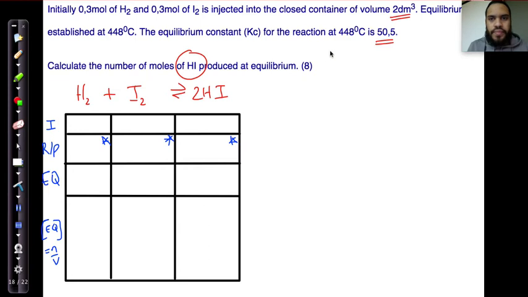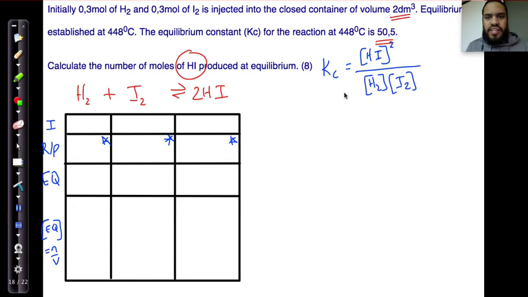Okay, I'm going to write down Kc's formula on this side, because it will become relevant. Kc is equal to the concentration of hydrogen iodide raised to the power of 2, divided by the concentration of hydrogen gas multiplied by the concentration of iodine gas. Okay, so that formula is going to become relevant.